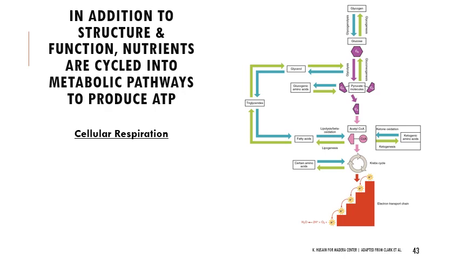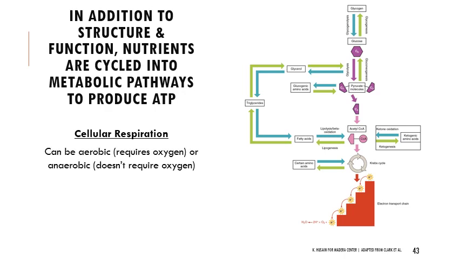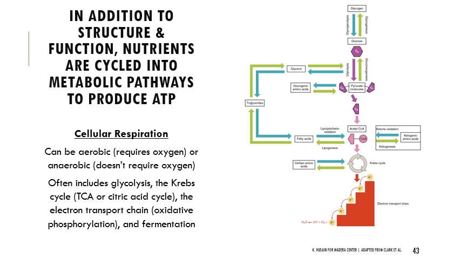So when we talk about cellular respiration, that can be aerobic, meaning that we need oxygen, or anaerobic, meaning that it doesn't require oxygen. And it often involves different series of processes. It usually involves glycolysis, which is a quick way to get ATP in our cytosol. It might involve the Krebs cycle, which is also called the TCA or citric acid cycle. It might involve the electron transport chain, or oxidative phosphorylation, which is how we get a ton of ATP. Or if we don't have oxygen, it can involve fermentation. For example, lactic acid fermentation happens in your muscles when you are running a lot and you don't get enough oxygen into them.